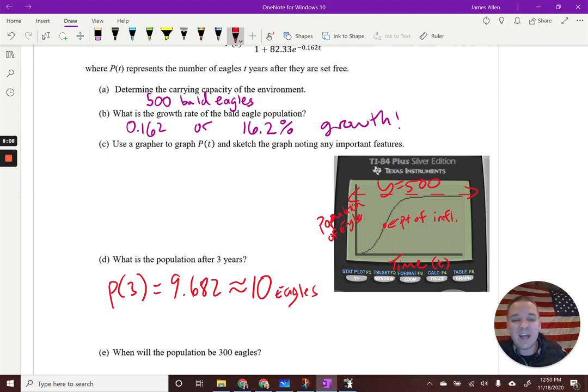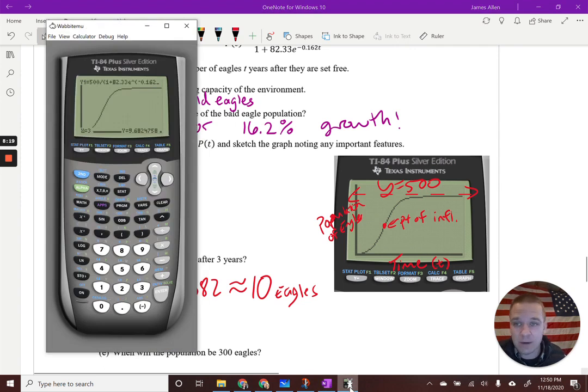So we've already seen the population grow a bit. That's awesome. Then it says, when will the population be 300 eagles? Well, what can I do to figure out when it's going to be 300 eagles? Well, why don't I take out, once again, my graphing calculator, since I already have it in there. And I can't plug in a value, but I could put in another equation here and say 300. We've done this before. Graph.